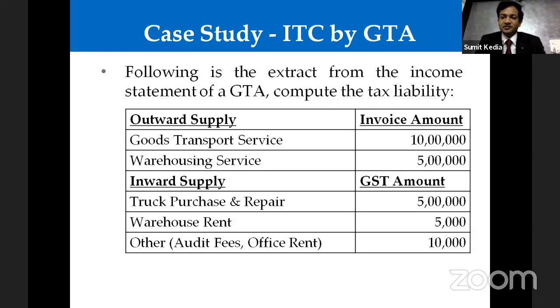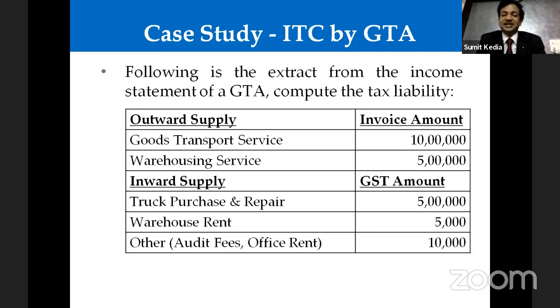And for his inward supply, expenses side, let's say, I've just taken random figures as an example. He has GST credit: GST charged on truck purchase and repair for 5 lakhs, on warehousing rent for 5,000 GST, and on other expenses like audit fees and office rent, he has been charged GST of 10,000 rupees. So my question is, can he claim input tax credit on all these items in this case? Now for that, we'll have to understand whether GTA, he's under forward charge or reverse charge. Let's say he's going under the 12% concept.